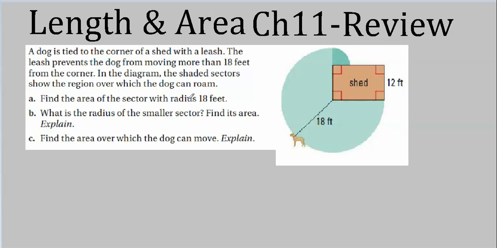First question. You got a dog tied to a leash, so we're experimenting in animal cruelty here. What's the area? How much space does this dog have to roam around in this 18-foot radius sector? Well, what's the size of this arc? I think we have an 18-foot radius. We can see that pretty easy. But the dog can't get over here. The shed's in the way.